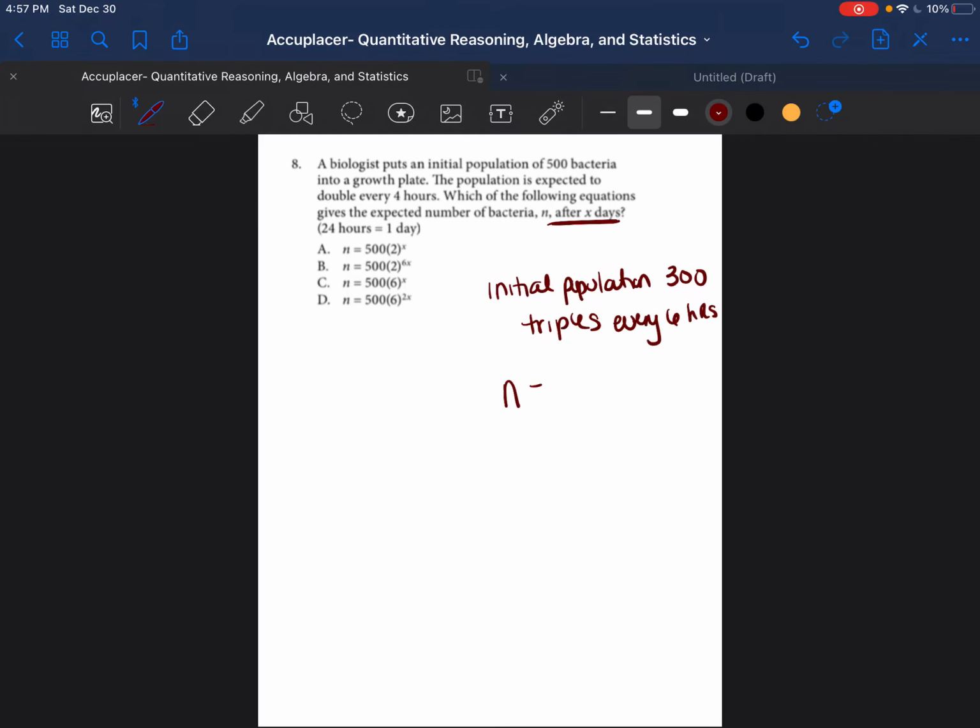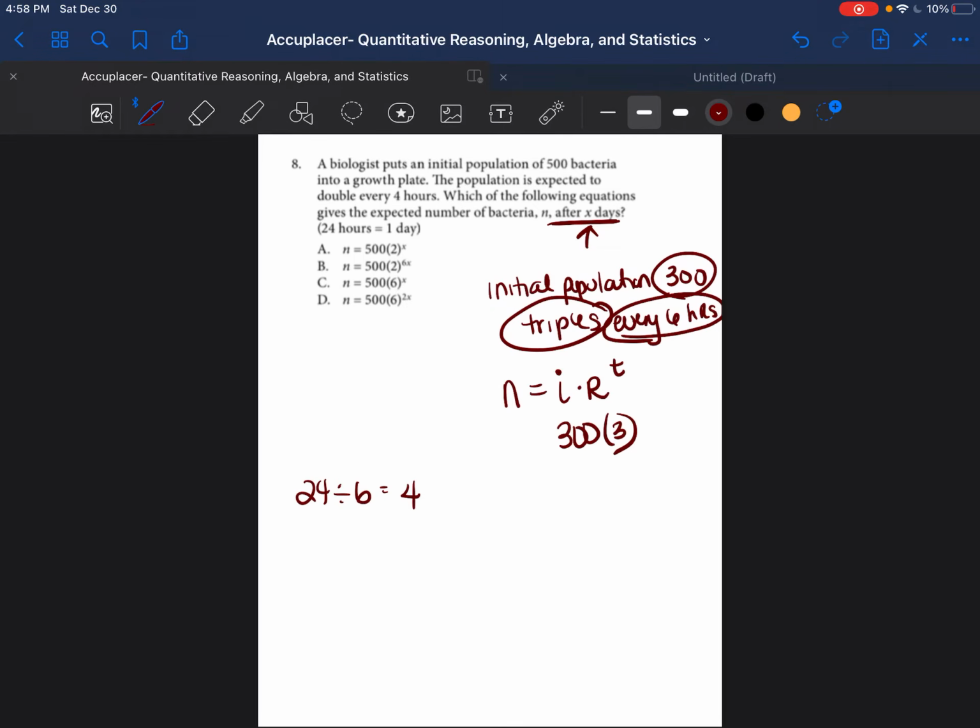So we're going to go ahead and write N is equal to the initial population times the rate, and then the time is going to be the exponent. So the initial population is going to be 300. The rate triples, so we're going to multiply by 3. Every 6 hours, but we're talking about days. So 24 divided by 6, there's 4 periods of 6 hours in a day. So we're going to use the number 4. And because we don't know after how many days, we're just going to write X days.